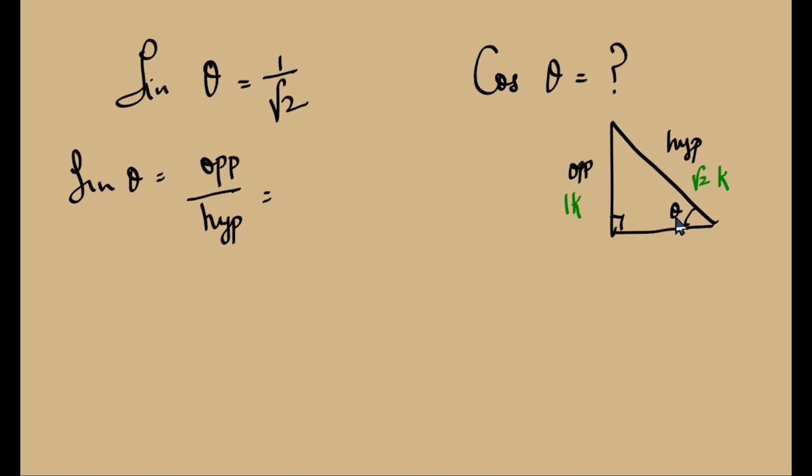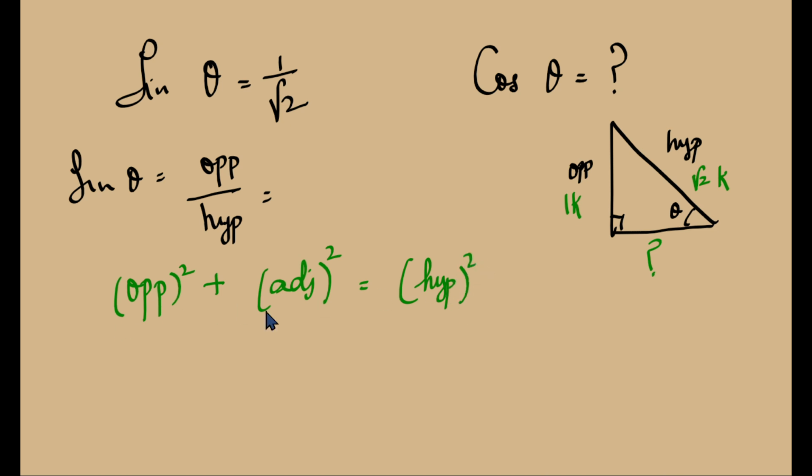And so now in order to find cos theta, we'll have to find the third side, the adjacent side. How do we find it? We use the Pythagoras theorem. The Pythagoras theorem states that the square of the length of the opposite side added to the square of the length of the adjacent side, that is the sum of the squares of the two legs of a right angle triangle, is equal to the hypotenuse square. So we use this theorem in order to find the third side.